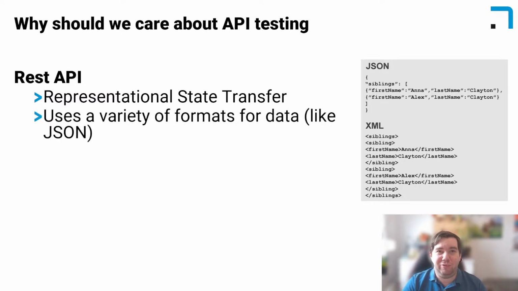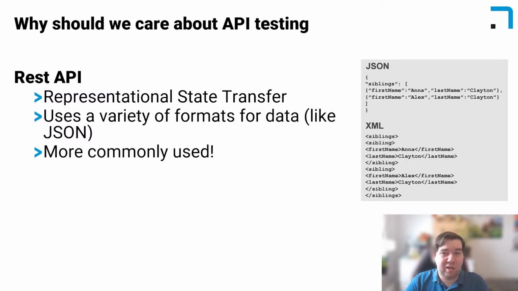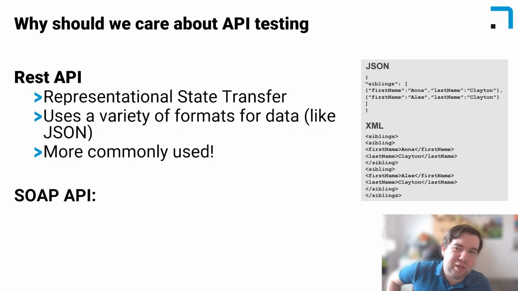REST uses a variety of formats for data, like JSON or XML, as we can see on the screen as well. And you probably can see here that the JSON is pretty easy to understand about how it all works. The XML, whilst it's not indented and could be, is a little trickier to understand and takes a lot more space too. It's for this reason that normally with REST APIs, you do see them using JSON, and REST API is more commonly used than the alternative of SOAP API.